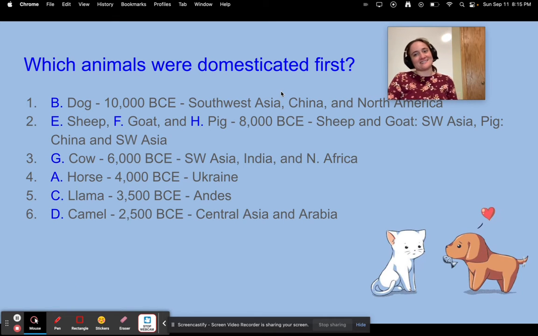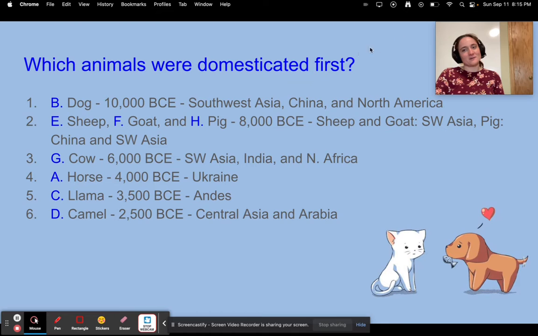All right. Yes, dogs are number one. They were the first ones to be domesticated by humans, and that was about 10,000 BCE. The interesting thing about dog domestication is that it happened in two different places: first of all, in Southwest Asia and China, but also all the way in North America as well. The next ones that were domesticated would be sheep, goat, and pig. Those are about 8,000 BCE. Sheep and goat are specific to Southwest Asia, while pigs were China and Southwest Asia.